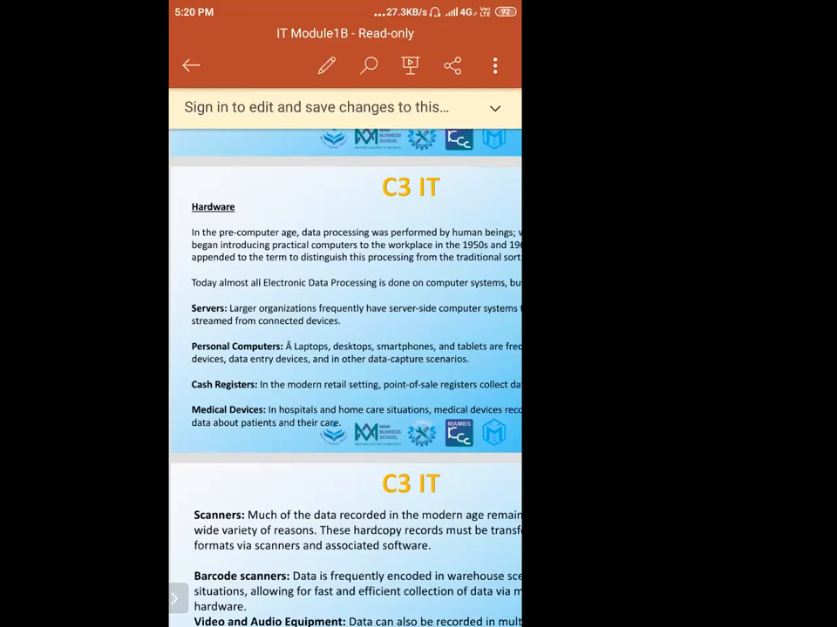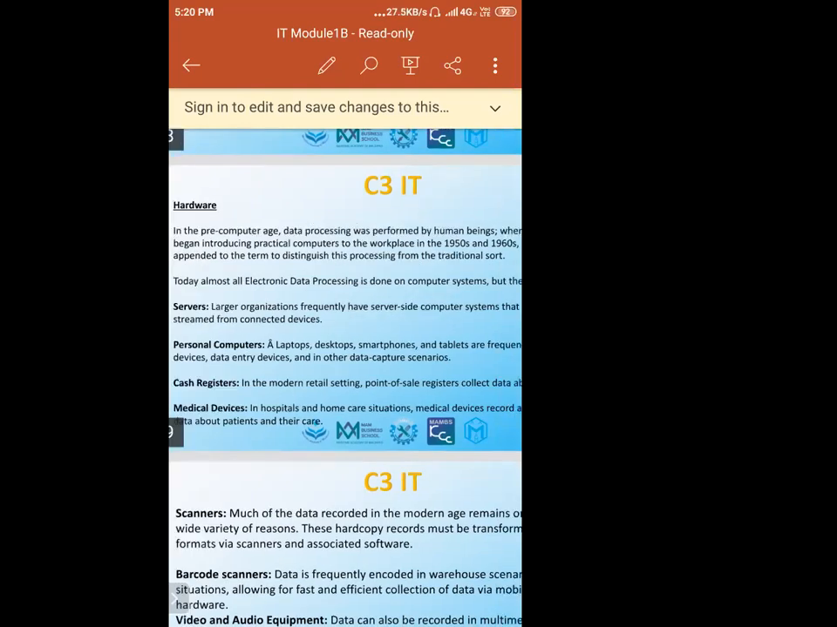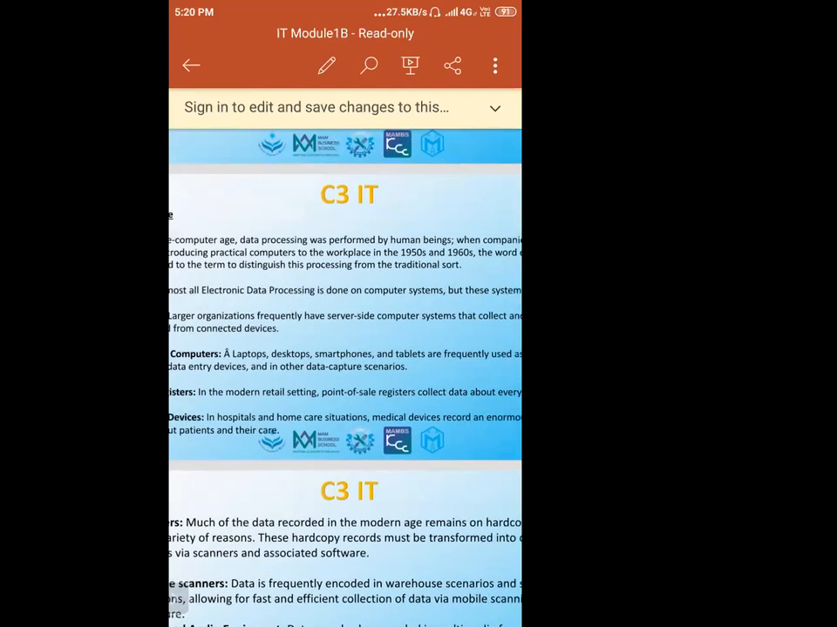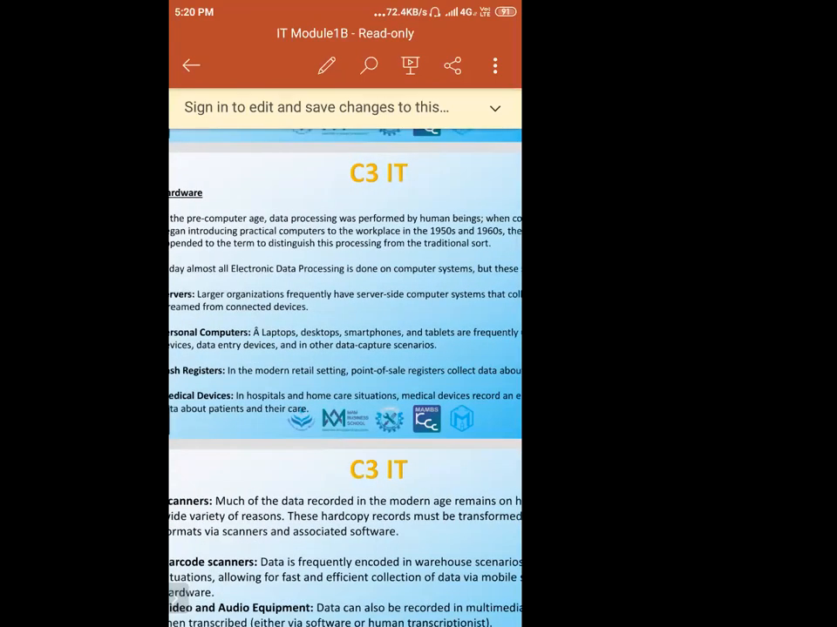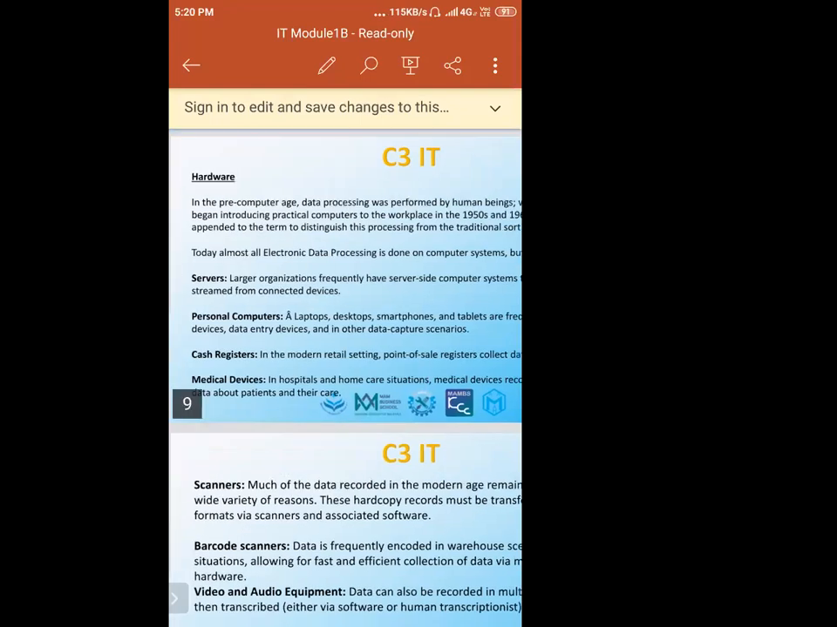Personal computer. Personal computers are like your computer, what you are using. So laptop, desktop, smartphone, and the tablets. So these are called the which one? Personal computers. And cash registers.